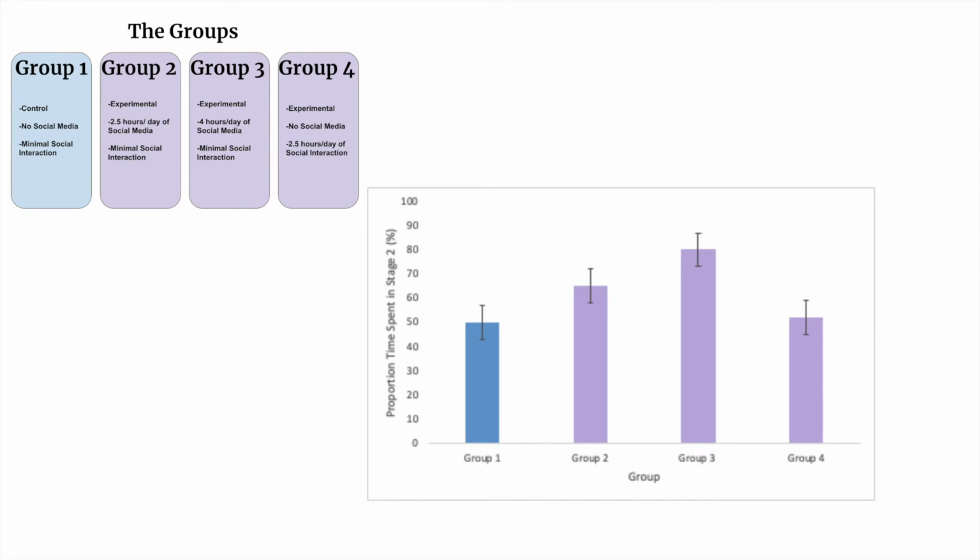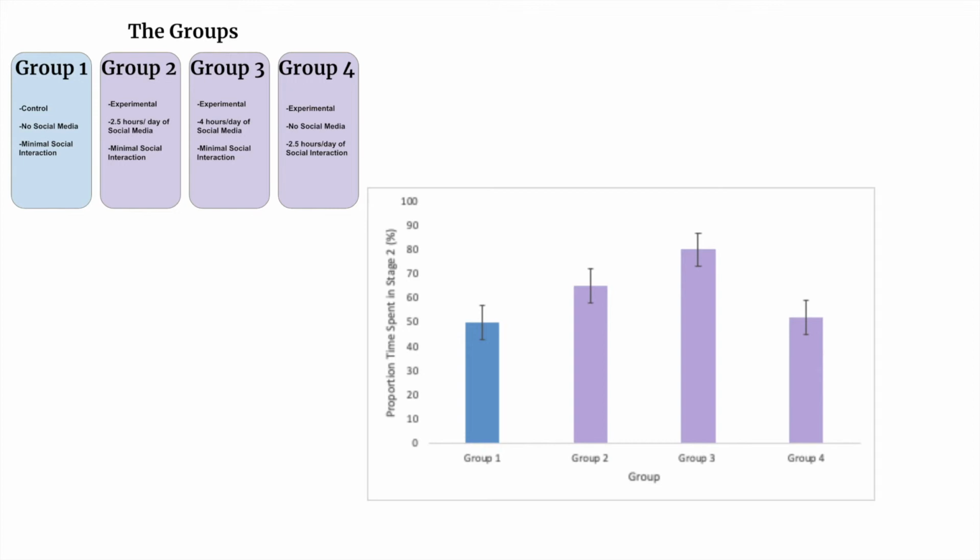Our hypothesis at the beginning of the experiment was that as there is an increase in social media usage, there will be an increase in stage 2 sleep. We believe this because with increased social media usage, there should be more disturbed sleep, meaning that the sleep cycle will reset itself, going back to stages 1 and 2. The longer the participant is in stage 2 sleep, the less deep sleep and REM sleep they will have.